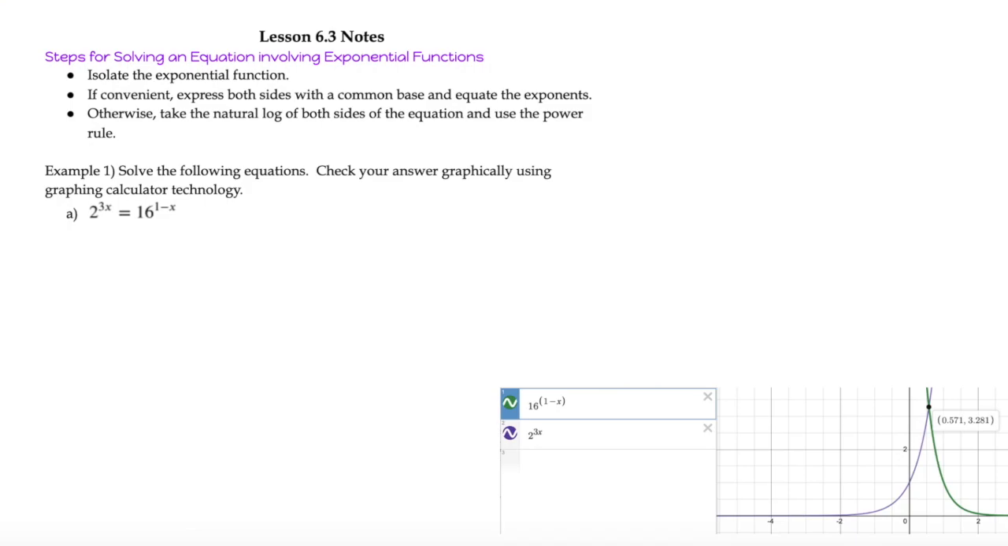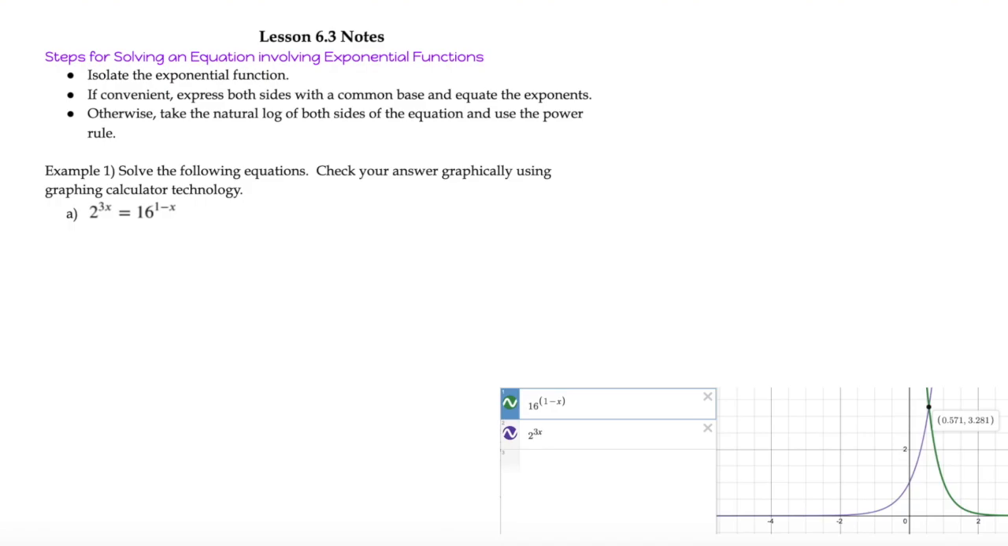to tackle them. Most importantly, though, the steps that I have listed here is to isolate the exponential function, and we'll see how that looks like in the upcoming examples, if you will. And if it's convenient, we need to make sure that we express both sides with a common base and equate the exponents, which sounds kind of complicated, but it's not. And if we're not able to raise each side to a common base, then we're going to take the natural log of both sides and then use the power rule to help us simplify.